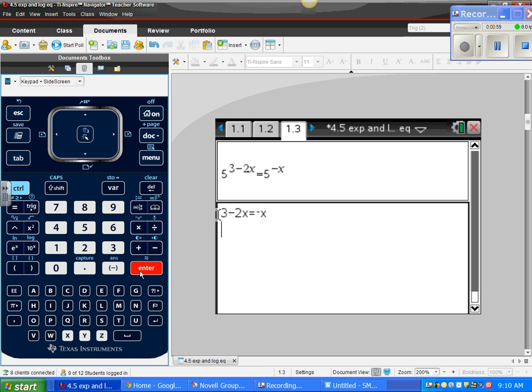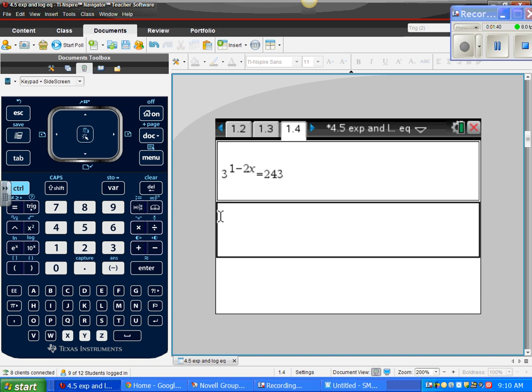Okay. Exponents are equal to one another. I want to add over the x. I want to add over the 2x. Good. So that gives me 3 equals x. That wasn't bad, right? Why? Because negative x plus 2x is positive 1x. Any problems with that? Good to go? Next one.